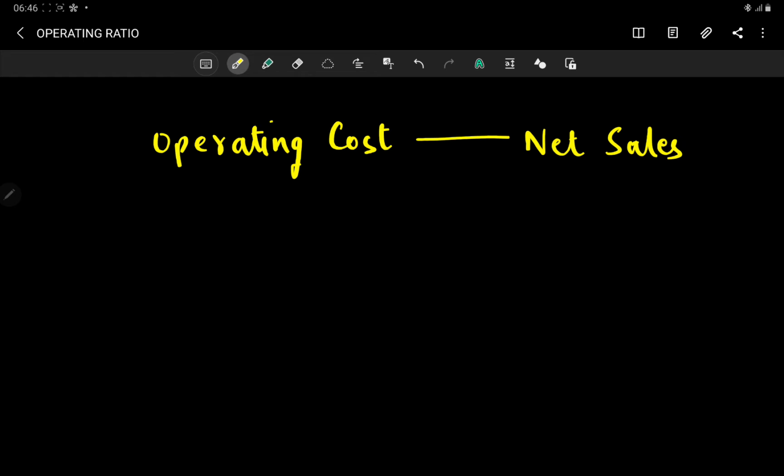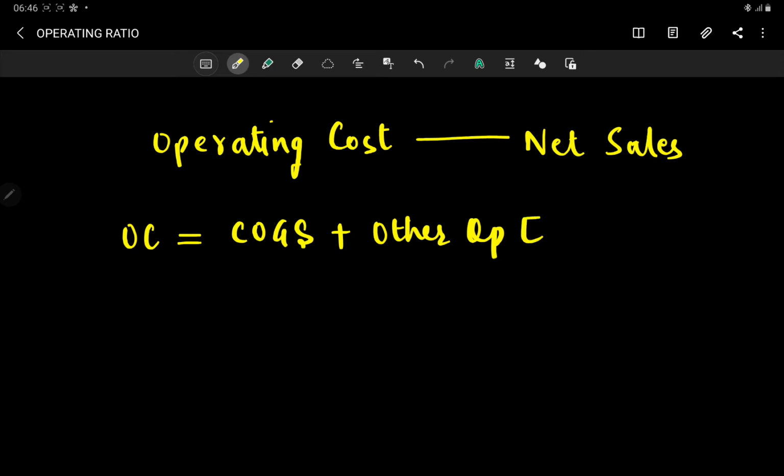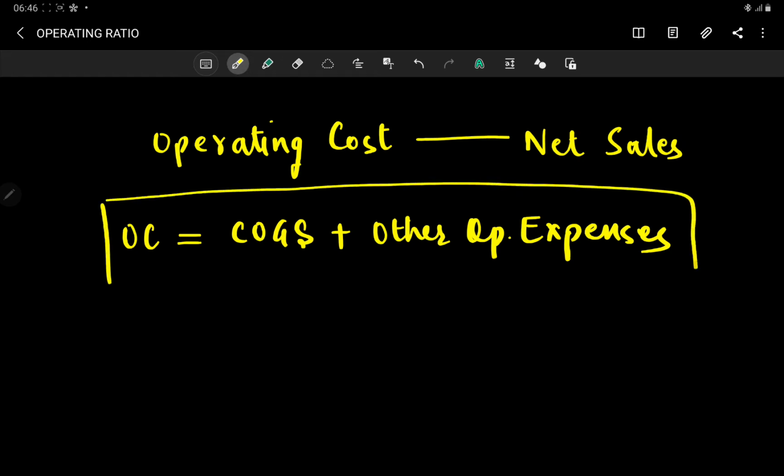So friends, operating cost is nothing but cost of goods sold plus other operating expenses. Now this is clear to you? Just note it down that cost of goods sold plus other operating expenses is our operating cost.